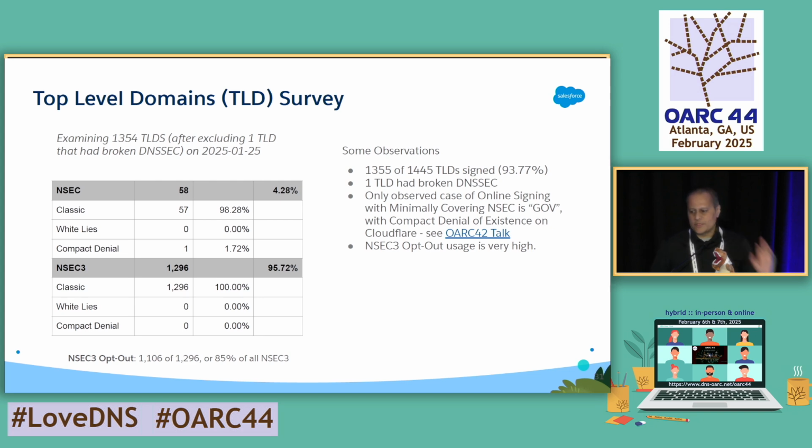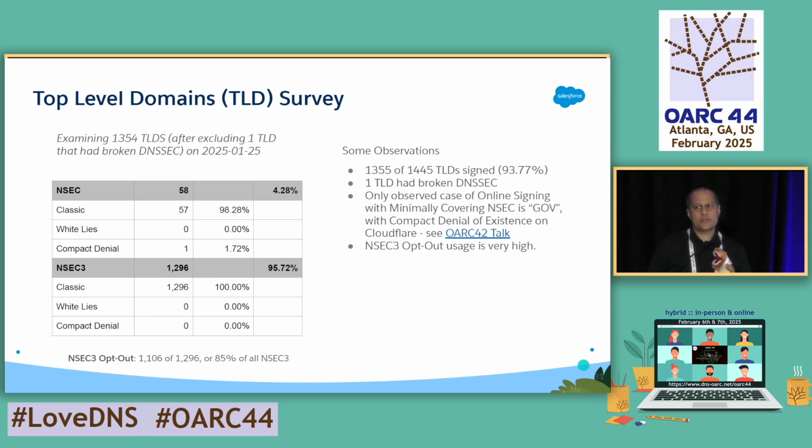And I'm almost approaching the end. I also did a quick survey of the TLDs. Here, the profile is a lot different, as you might imagine. The prevalence of DNSSEC is very high, close to 94%. And of those, NSEC3 is dominant at over 95%. And of those, 85% are using opt-out. So I don't know why exactly that is.